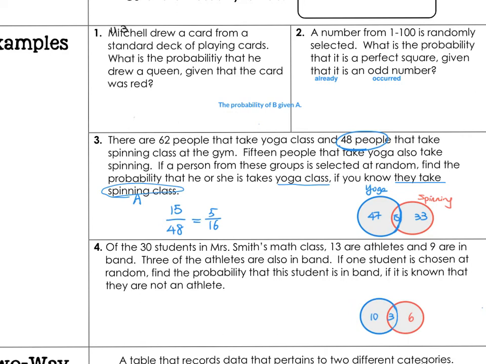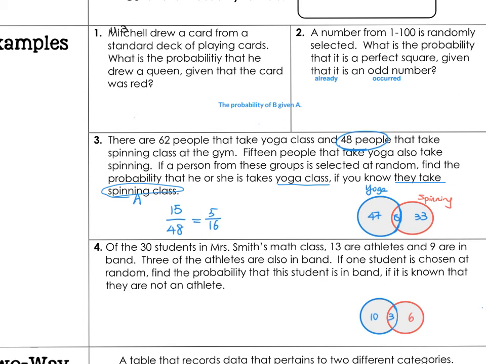Okay, number 4. Of the 30 students in Mrs. Smith's math class, 13 are athletes and 9 are in a band. 3 of the athletes are also in band. If one student is chosen at random, find the probability that this student is in band if it is known that they are not an athlete.